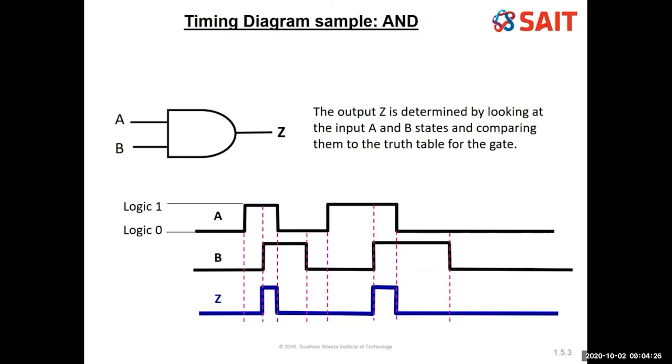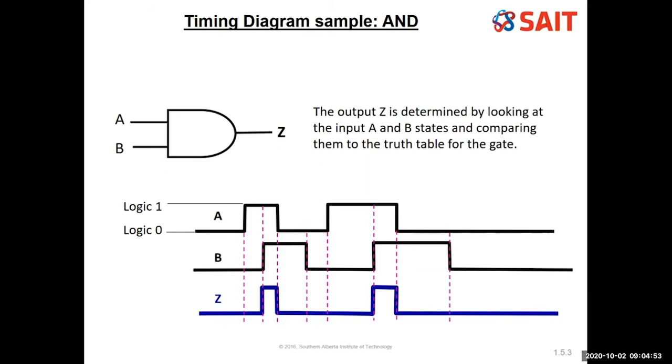So just after that first dotted line, you can see A is a logic 1, B is a logic 0. This is an AND gate we're analyzing, so the output would be a 0. 1 and 0 should produce 0. The next change, B is now a 1. A is 1, B is 1, so therefore the output Z would now be a 1.